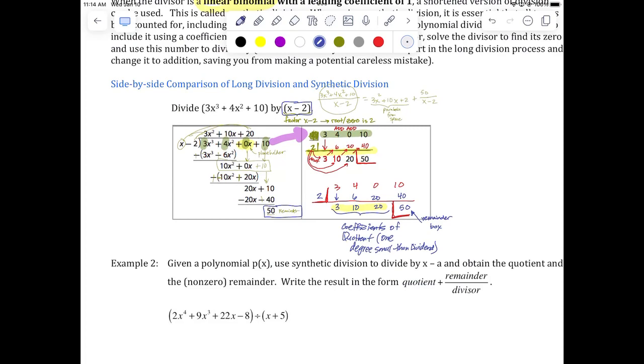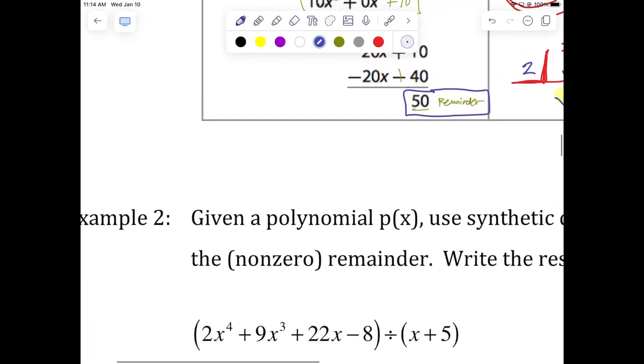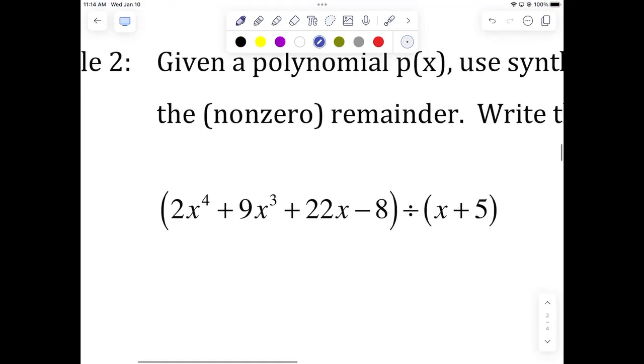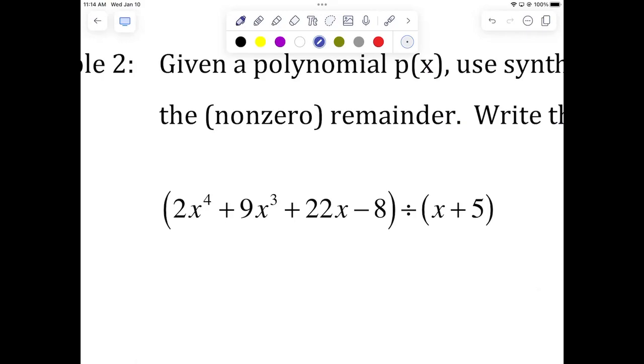All right, let's try it out. You ready to try it out? It says, given a polynomial, use synthetic division. All right, so I don't think we need to go through long division again. I think you got that. But I want to do this divided by x plus 5. First of all, my divisor is x plus 5. Is that linear? Yeah, this is a linear divisor. So that means I can do synthetic division.